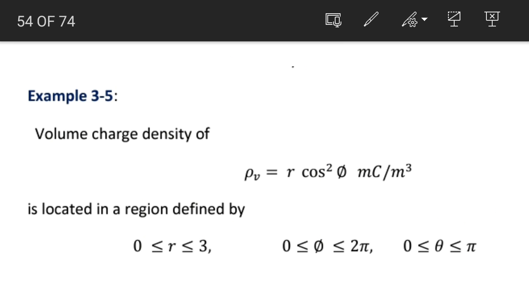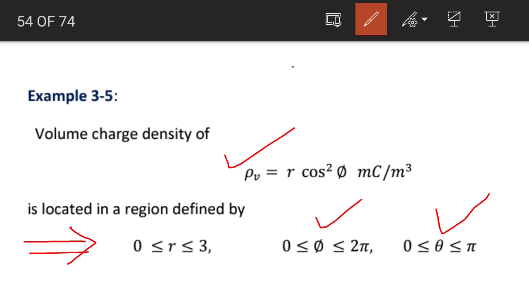Example number 5. We have been given the volume charge density in the spherical coordinate system, which is r cos square phi millicoulomb per cubic meter. And this volume charge density is located in a region which is defined by these limits. You see r is changing from 0 to 3, phi is changing from 0 to 2 pi, and theta is changing from 0 to pi. If you look at these limits, so basically the charge is uniformly distributed inside a sphere of radius 3.